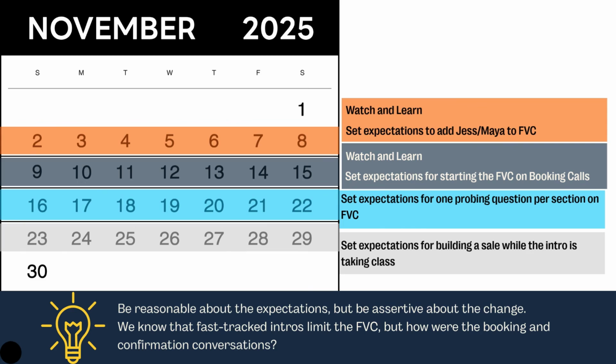Just layer expectations in. And of course, we want you to be reasonable about these expectations, but be assertive about the change. We know that the fast track intros really do limit the first visit card, but have conversations. Did you start the first visit card on the booking call? Did you try to make phone calls for the show process? How much did we try to engage people? Be reasonable, but be assertive about the change.